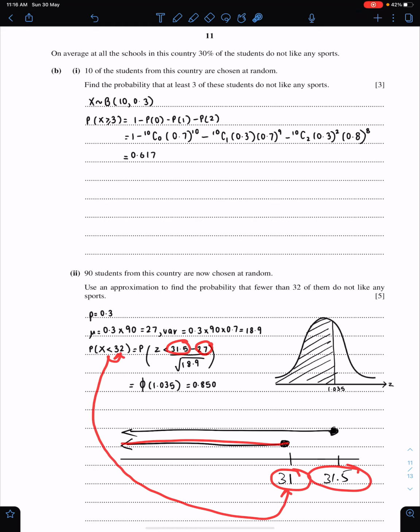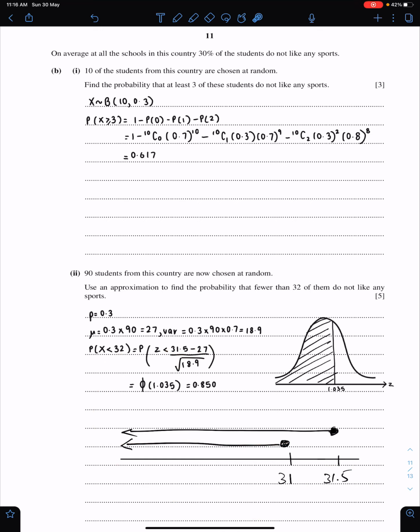This is NP and this is the square root of NPQ. When you solve this, you will get this. We need this area. This is the larger area, so this is 5. And the answer is 0.850.